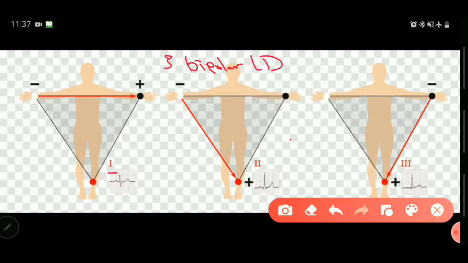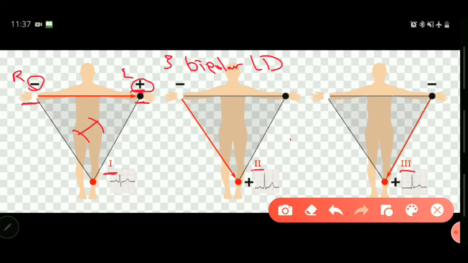We said that we have lead number 1, 2, and 3. This is lead number 1. Let's begin with it. It is between the right arm and the left arm. But the positive electrode is situated on the left arm, while we put the negative electrode, the negative charges, on the right arm. And that is lead number 1, between the right arm and the left arm. The positive charge we situated on the left arm. That is lead number 1.